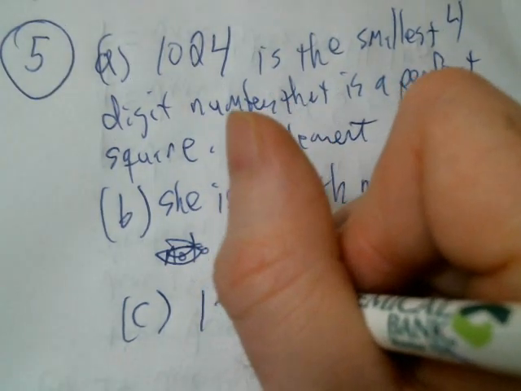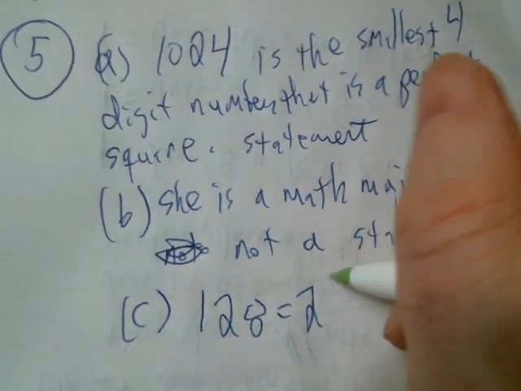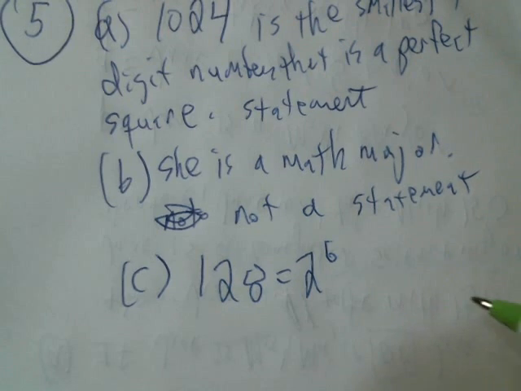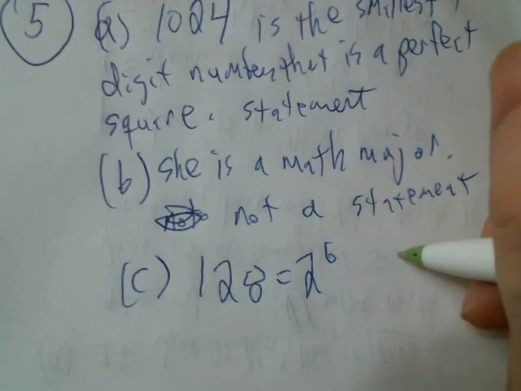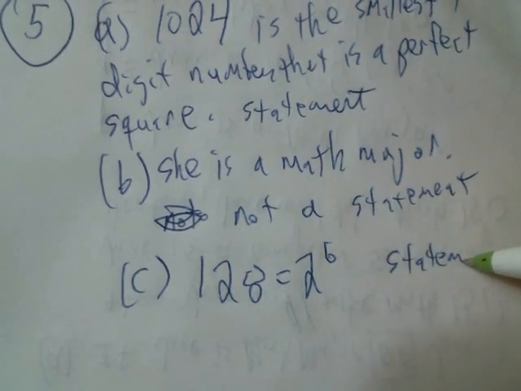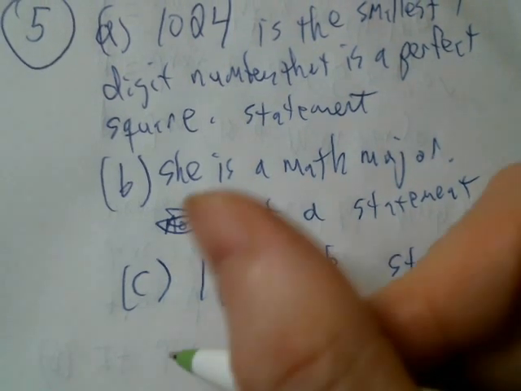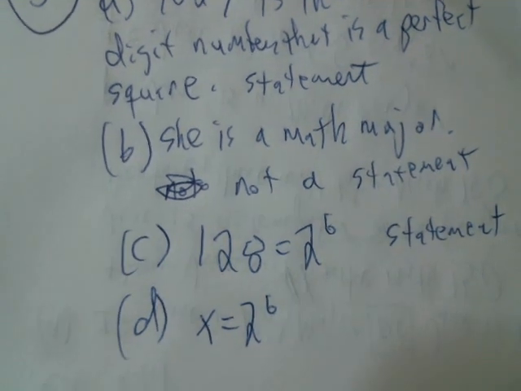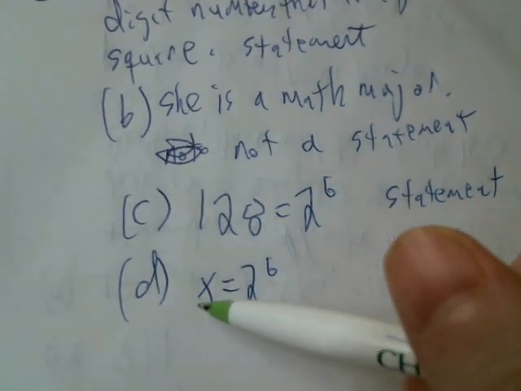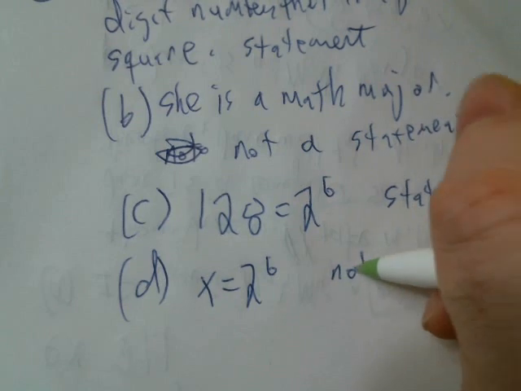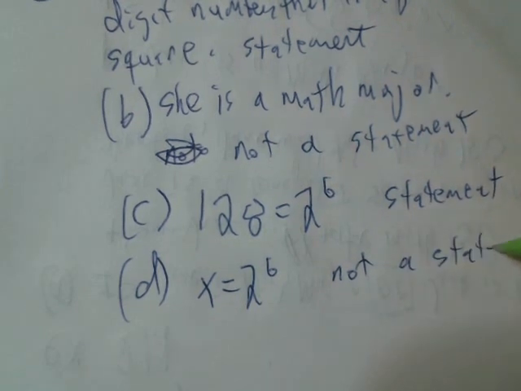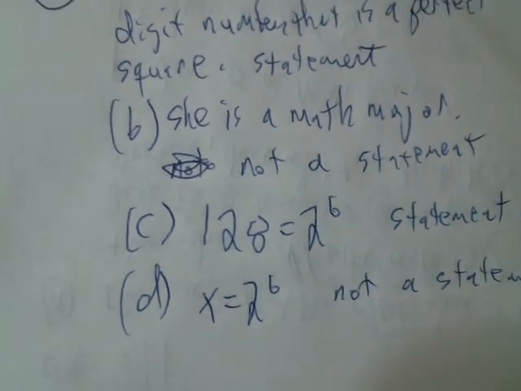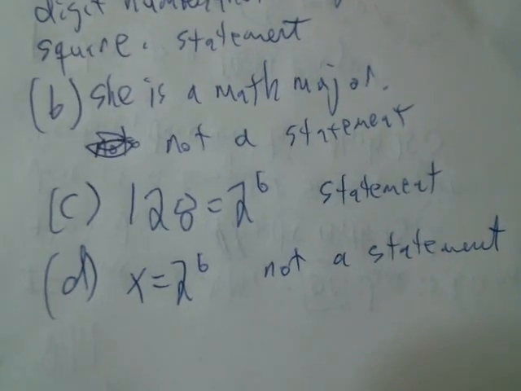Let's look at part C, 128 equals 2 to the 6. So this is something we can figure out if it's true or false, so it is a statement. Part D then, it says x equals 2 to the 6. So this is not a statement because you don't know what x is supposed to be, so not a statement. Okay, so pretty simple.